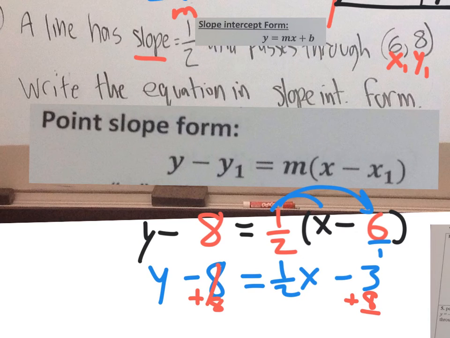And now you have your slope-intercept form equation. I'm going to write it over here on the side, maybe up here on top. y equals 1/2 x plus 5. And ladies and gentlemen, that's your equation for that particular question on the class opener.